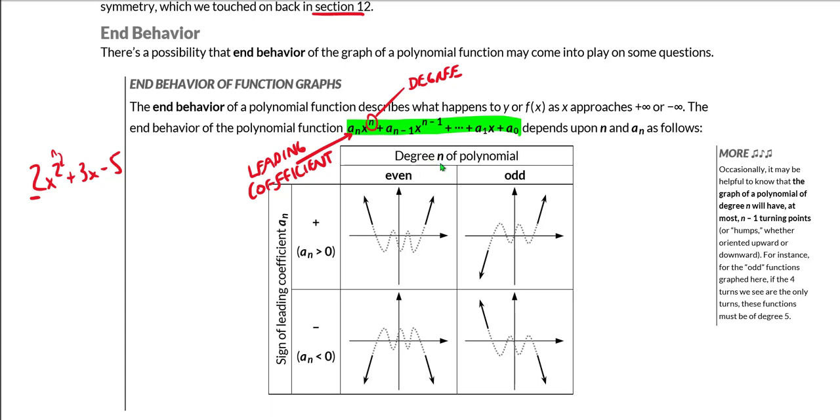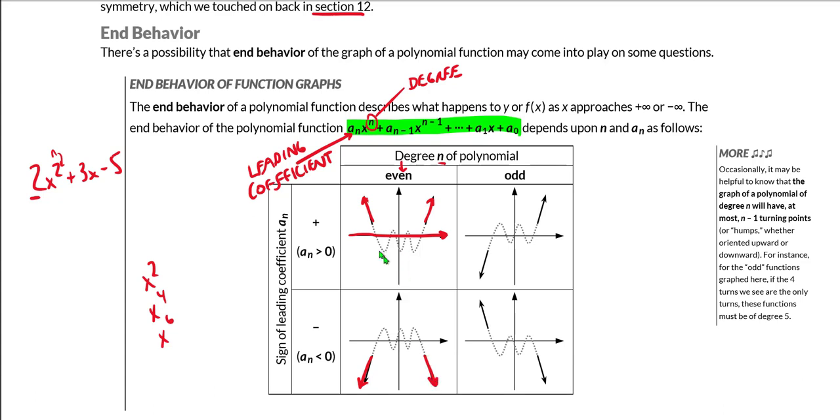So if the degree of the function is even, let's start with the even function. So we're talking about quadratics, quartics, so x squared, x to the fourth, x to the sixth. If your degree is even, first thing to know is that the two ends of the graph will always leave the graph relative to the x-axis in the same direction. In other words, the two ends of the graph will either both go up or they will both go down.